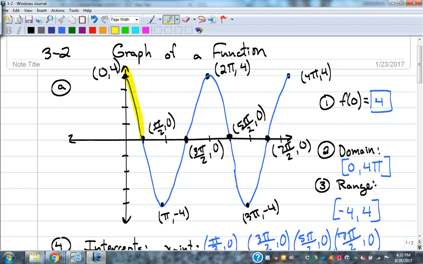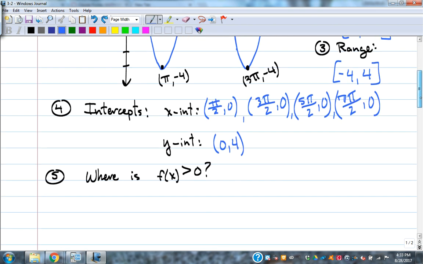The y values there were highlighted. Are they positive? Yeah. So there's a place. The interval notation for that place would be what? From 0 up to pi over 2. Do we include pi over 2? No, because it's not positive there. It's equal to 0. So we have from 0 to pi over 2.